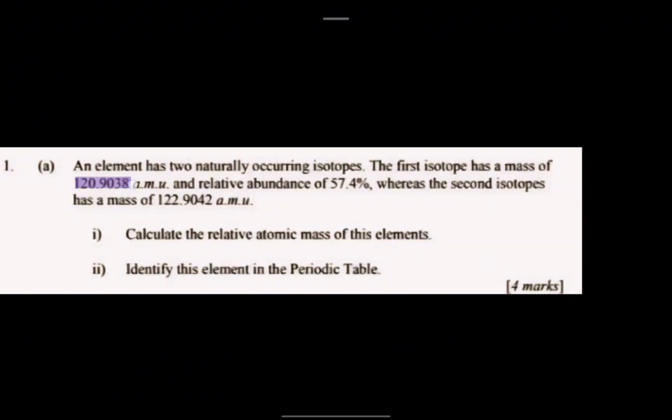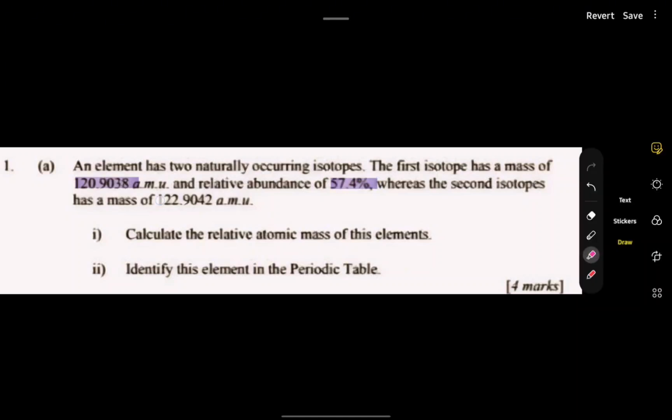In this video, I am going to show you how to answer question 1 of the Matter chapter from Kolej Matrikulasi Kedah 2022-2023 set 4. We start with question 1. The question provides us the percentage of relative abundance and mass of isotopes of an element, and we need to calculate the relative atomic mass.